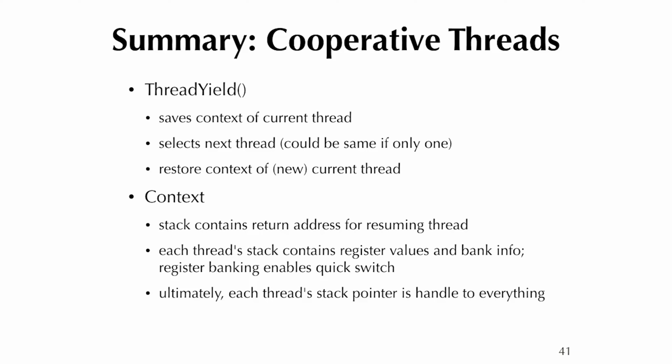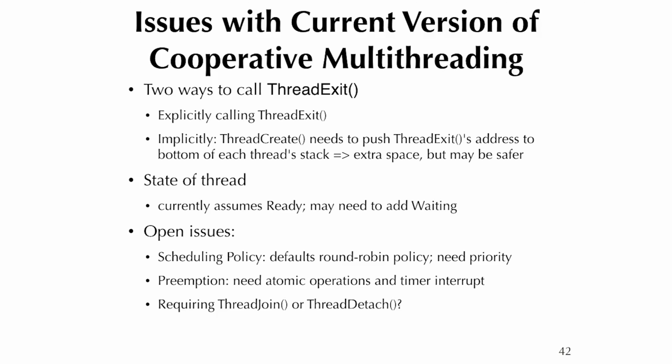Okay, so this is a summary of cooperative threads. Thread yield saves the state of the current thread, selects the next thread, and restores the context of the newly selected thread. And the context includes the return address plus all the saved values of these registers that are on the stack, and R0 to R7 are saved in the register bank.